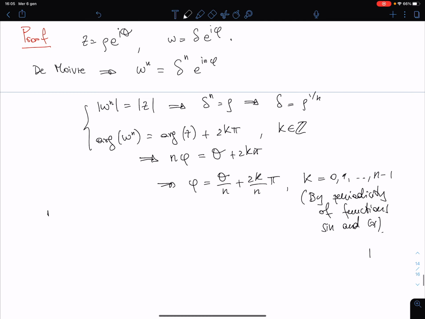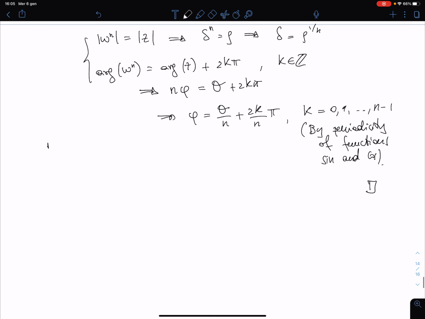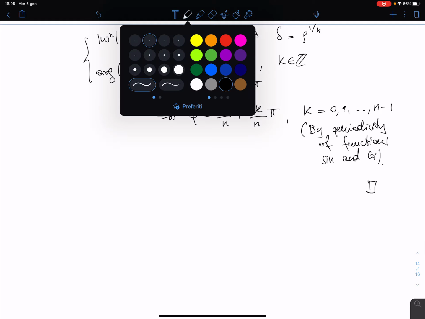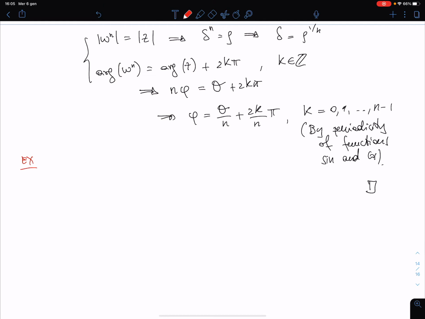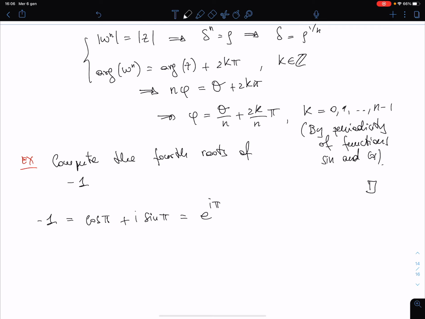Okay, so this is the end, and I give you an example in order to be more specific. The example is the following. Compute the fourth roots of -1. Okay, so -1 is what? It is cosine of pi plus i sine of pi. So it is 1 e to the i pi.